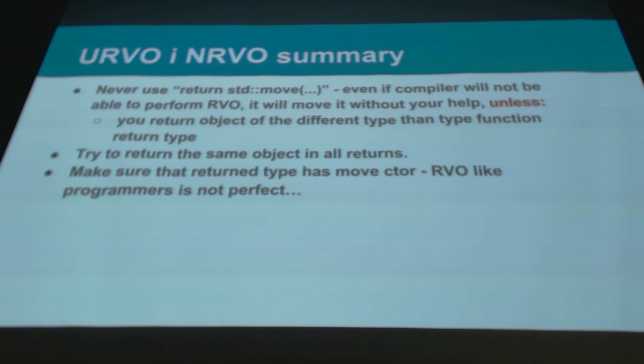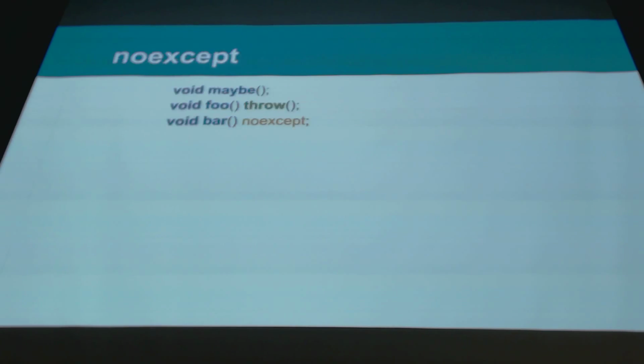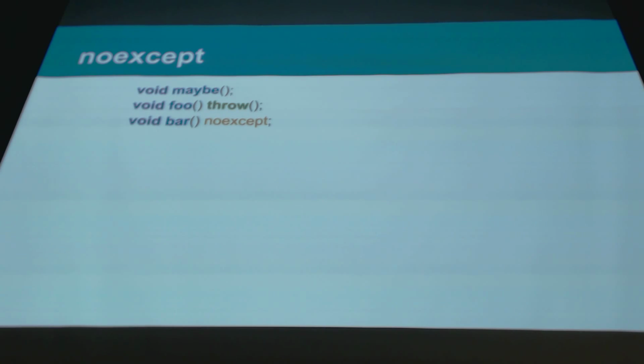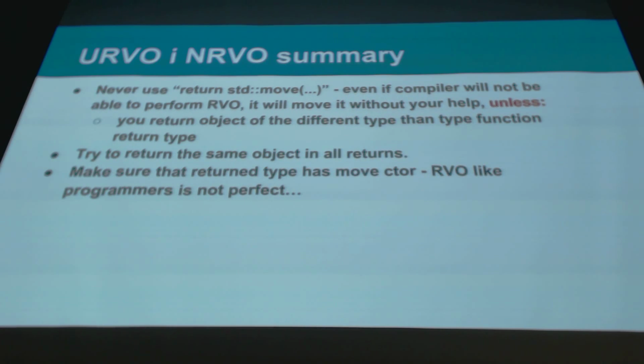And of course, it's always important to make sure that we have a move constructor in our object, because if RVO will not happen, then we want a move to happen. Okay, any questions about moves and RVOs? By the way, you can ask questions during the talk, because I wouldn't like to go back to the beginning at the end.